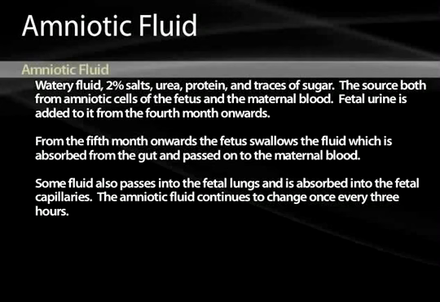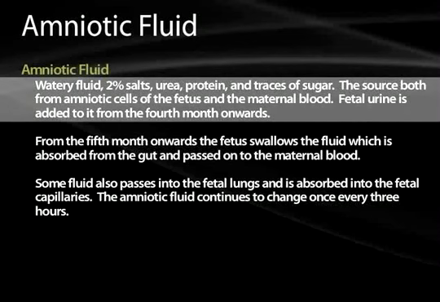Amniotic fluid is an incredibly important component of a successful pregnancy. It's typically a watery fluid with about 2% salts. It contains urea and some proteins with traces of sugar. It will be sourced both from amniotic cells of the fetus and also the maternal blood. And fetal urine will be added to it after the kidneys develop and start producing a filtrate, around the 4th month onwards. And this is an important thing for development of the fetus as well.